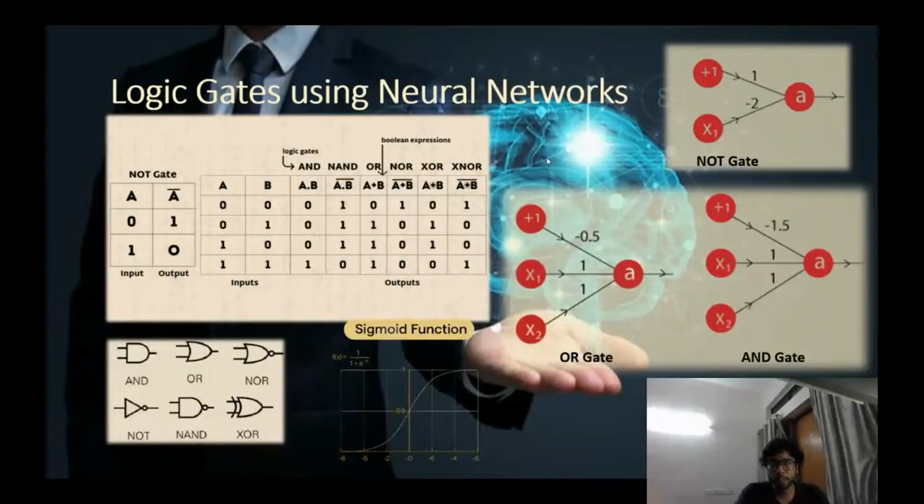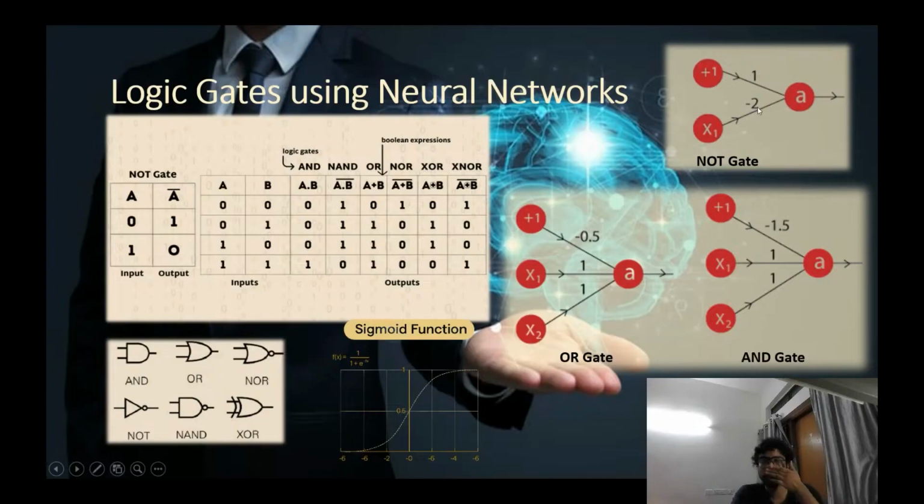So let's start with the simplest, the NOT gate. Let's say you have this perceptron model like this. This is the bias node, the plus one, and this is the input node. There will be only one input node in the case of the NOT gate, because in a NOT gate you have only one input, A, whereas in gates like AND and OR, you have two inputs, A and B. So there is only one x1. And these are the weights that you have, let's say 1 and minus 2.